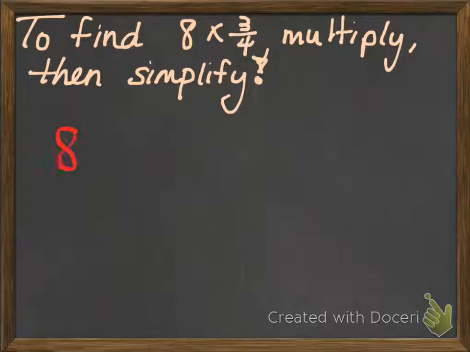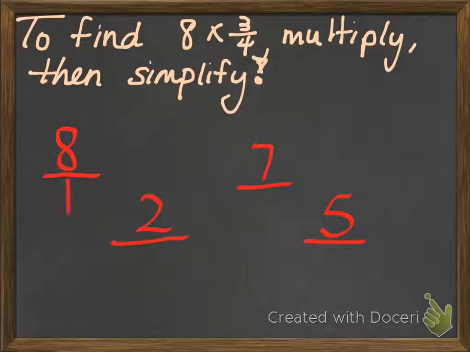So every whole number, whether it's 8 or 2 or 7 or 5, is really a fraction, because all numbers can be turned into fractions. What you do is you put your fraction bar, your division bar, and then every whole number is really a fraction over 1. Because we know that 1 equals 1. We know that 2/2 equals 1, and 3/3 equals 1.